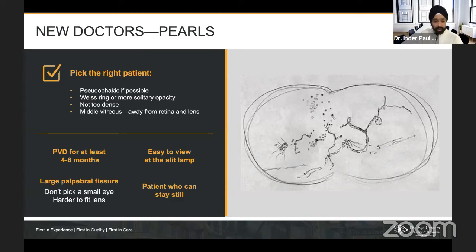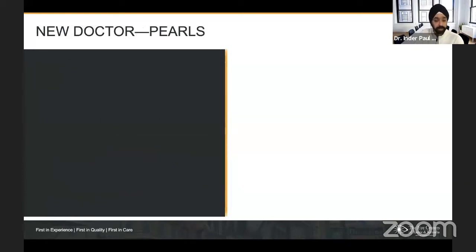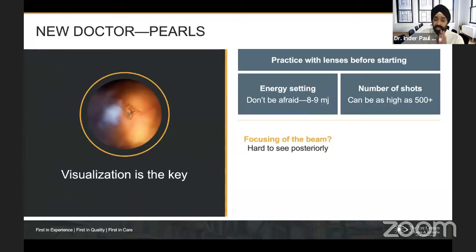If they're going to be hard to keep still in the laser, have a tight fissure, a tight orbit, those are all things that you want to be aware of for the first few patients as well. But it's always about visualization. Make sure you practice. So what I do, and I tell any new doctor, take the Singh vitreous lens, and in your consult room, put that lens on the cornea and practice the visualization, because that'll give you a better sense of what it's going to be like when you go back to the laser room.